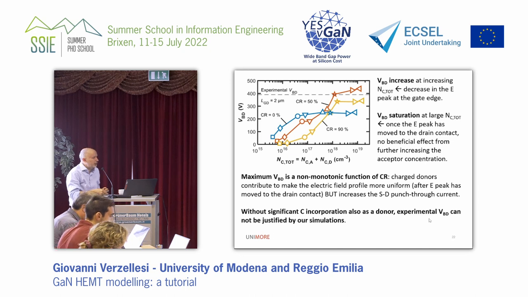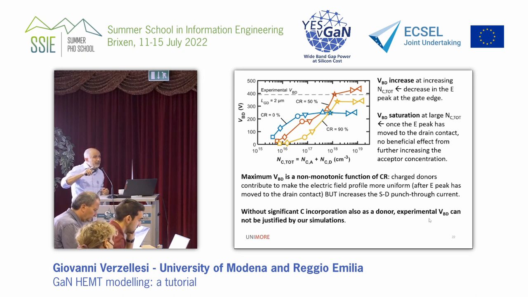And this is because charged donors contribute to make the electric field more uniform once the electric field peak has moved to the drain. And so the conclusion is, without significant carbon incorporation, also as a donor, the experimental breakdown voltage, the experimental value from the devices we were considering in this work, is here. The experimental breakdown cannot be justified by our simulation unless there is a compensation ratio on the order of 50%.